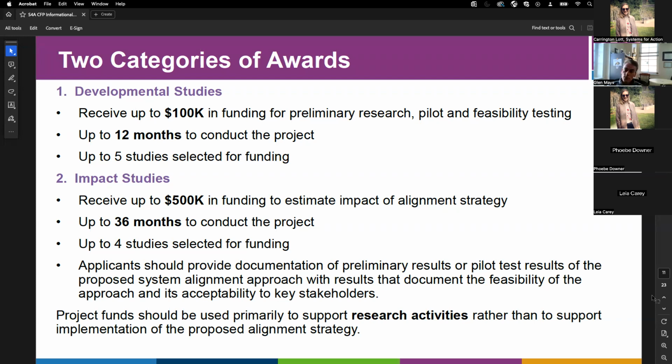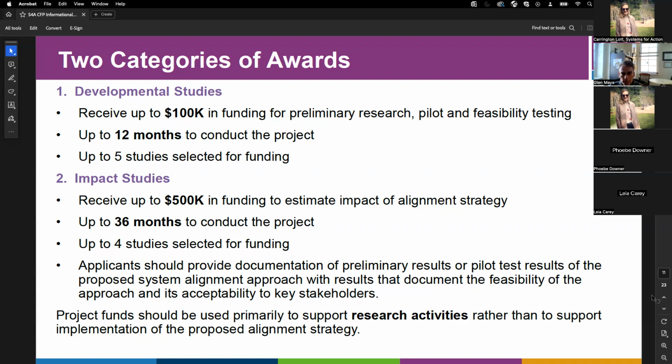On the other hand, if you've got a system alignment idea, but you haven't yet pilot tested it, you haven't tested it to ensure that it's feasible and acceptable with your community stakeholders, then we'd encourage you to consider that first category of award, the developmental award category, so you can first do the work you need to do to ensure that your approach is feasible for implementation.